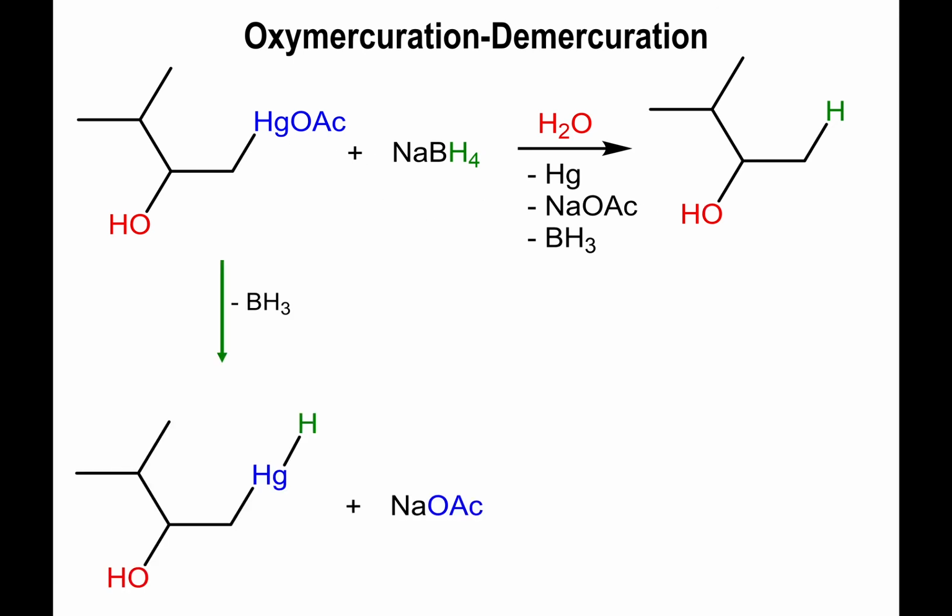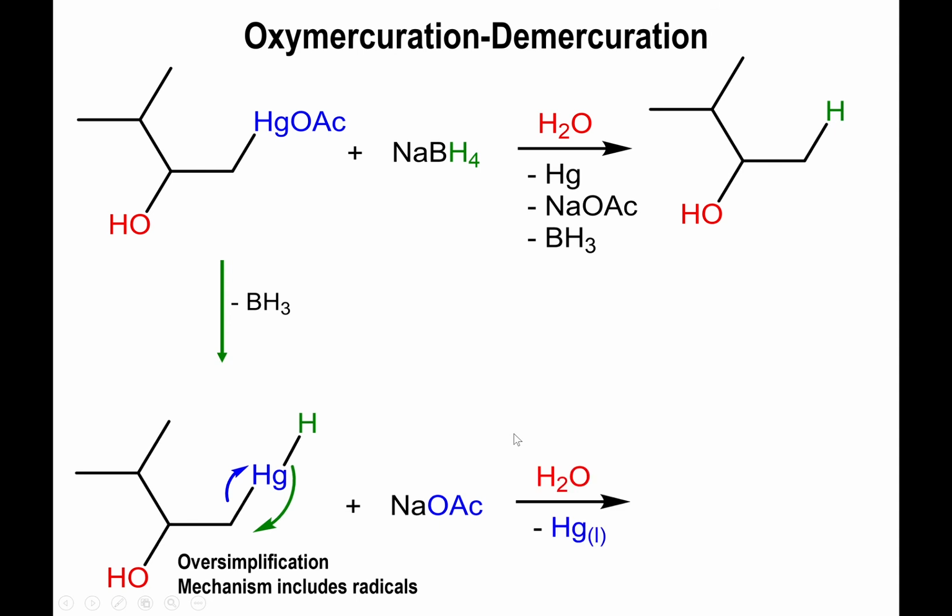And one way to think of it is that when you combine these molecules, you could envision the acetate being replaced by the hydride via salt metathesis reaction. And then from here, you just have the hydride migrating to the carbon, the electrons of that carbon-mercury bond going back to the mercury to give you your reduced mercury and your newly formed alcohol. Now, this is an oversimplification because the actual true mechanism involves radical intermediates. And so we're avoiding all that because we just don't want to make it overly complicated.